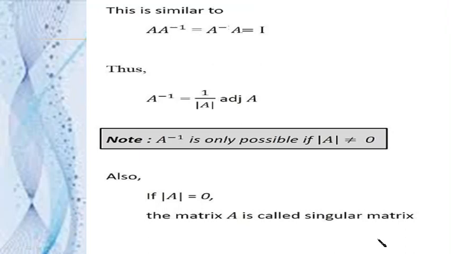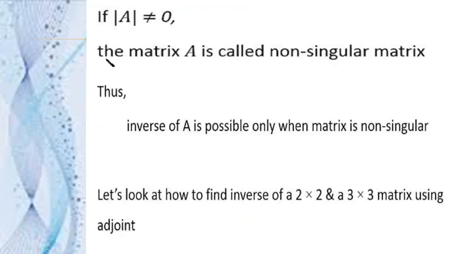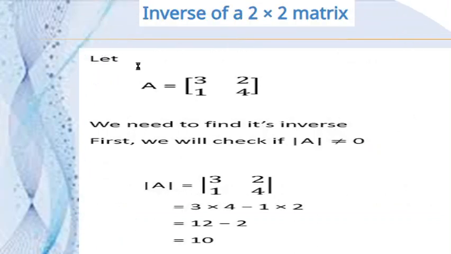So there is a suggestion: every time before finding the inverse, check the determinant A. Which type of matrix is this? You may have a singular matrix and the inverse will not exist in this case. And if determinant A is not equal to 0, then the matrix A is called a non-singular matrix. Thus, inverse of A is possible only when the matrix is non-singular. Let's look at how to find the inverse of 2 by 2 and 3 by 3 matrices using adjoint.